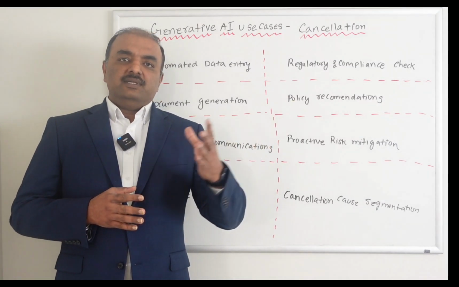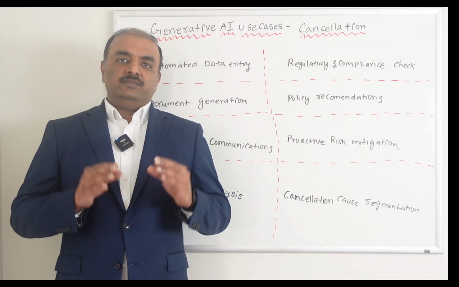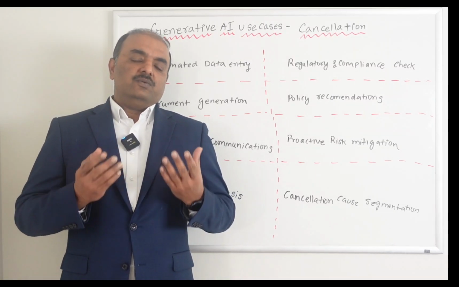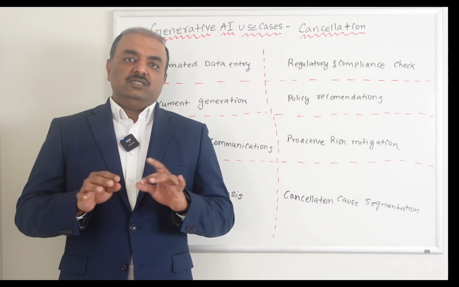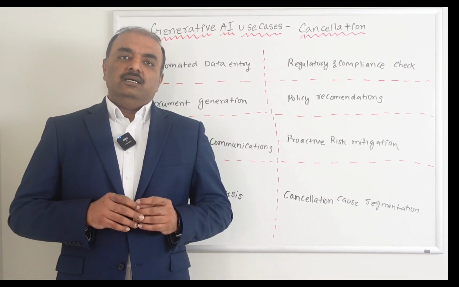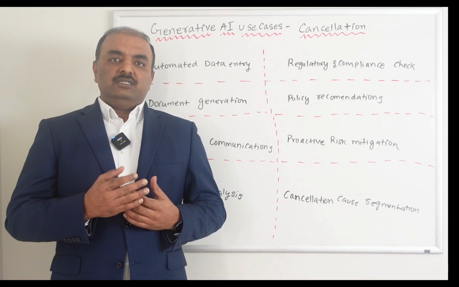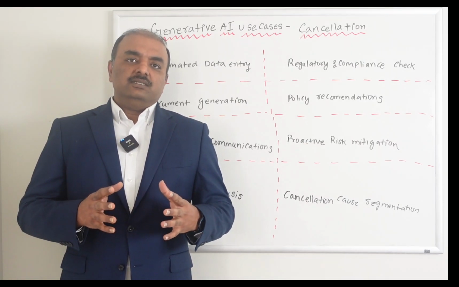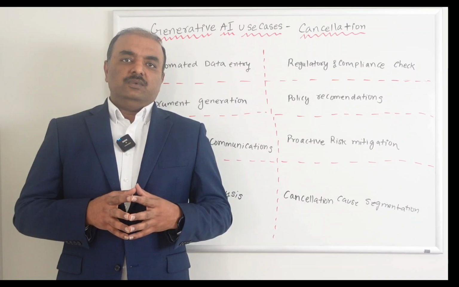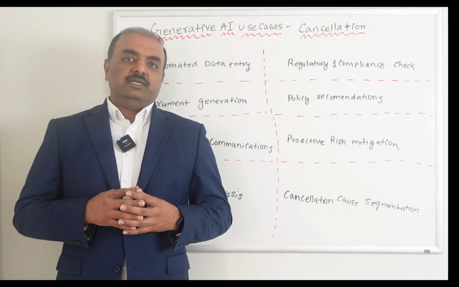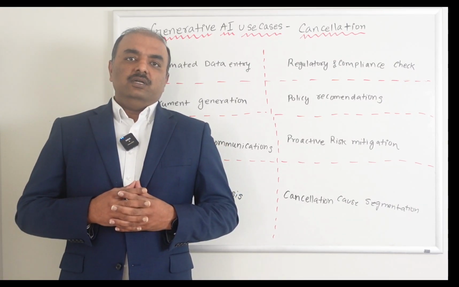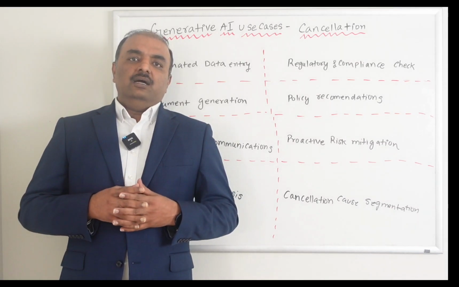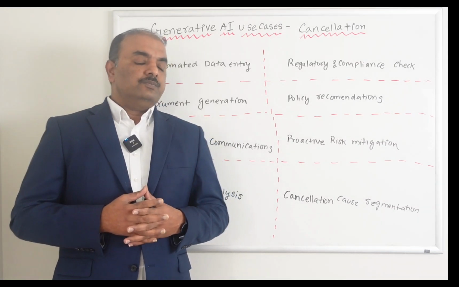In this entire life cycle, most of the tasks are manual. When I say manual, when the customer requests the cancellation, somebody from the insurance company has to enter the data and then coordinate with the customers or the brokers in a manual process. With the advancements in generative AI, most of these manual processes can be automated. So let's quickly see some of the use cases where we can apply generative AI and automate those manual steps.